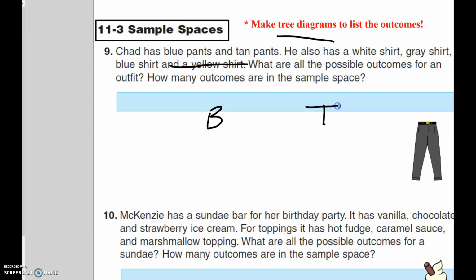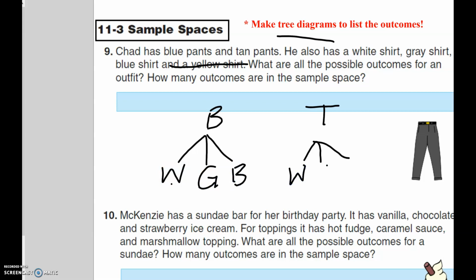and tan pants. Okay, and then he's going to choose a shirt. He has white, gray, or blue. So that's 3 shirts. So I make 3 branches, white, gray, or blue. But if he picks tan pants, he could also do white, gray, or blue for the shirts. And then what are the possible combinations?